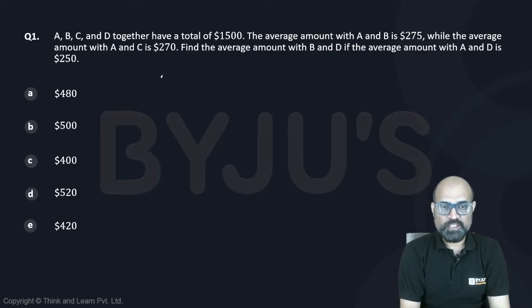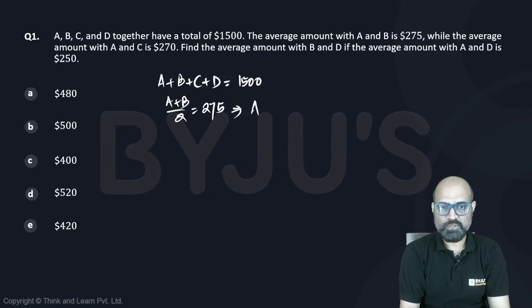So we are given that the sum of the amounts with A, B, C, D is a total of 1,500, right? And the average amount with A and B is 275. That means the total amount with A and B is 2 times 275, which is going to be 550.